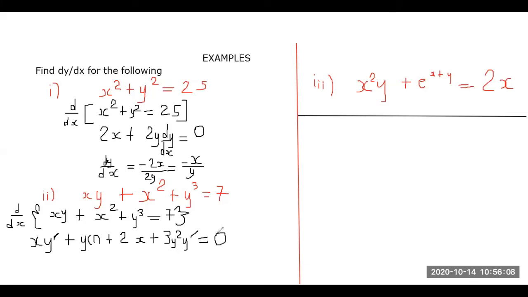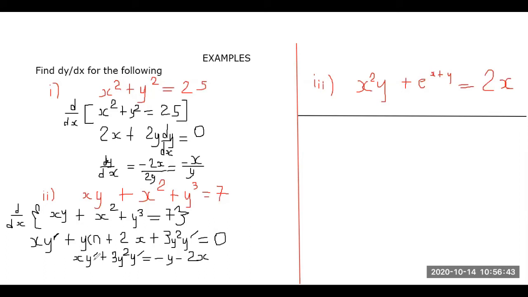Now the next step to do is to make y prime the subject. To make y prime the subject, we have xy prime right here and 3y squared y prime. So we can group all the y primes on one side. So we have xy prime plus 3y squared y prime. And that is equal to, we bring over the minus y and bring over 2x, so it becomes minus y minus 2x.